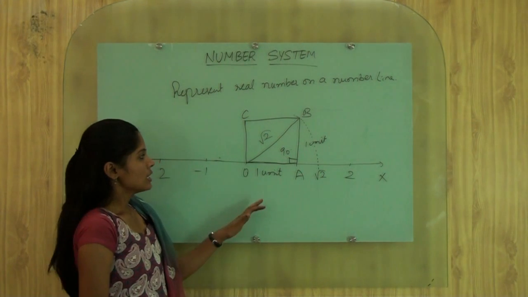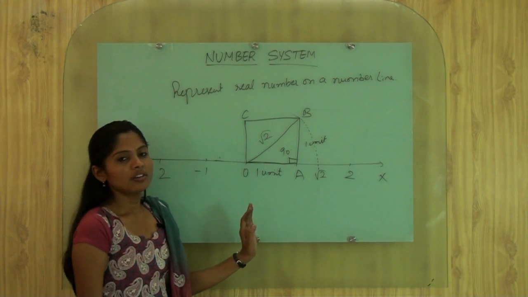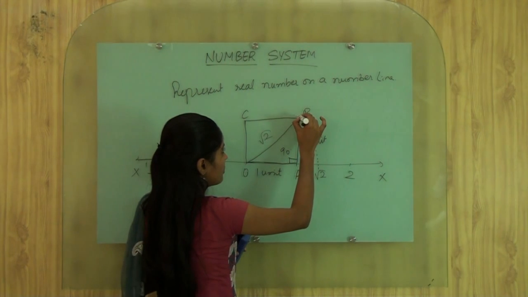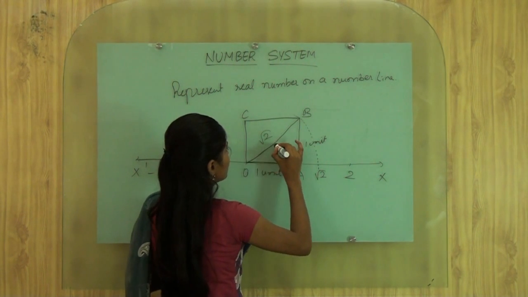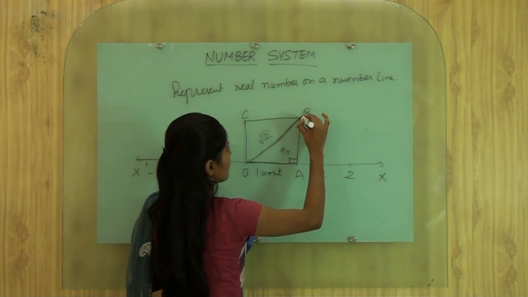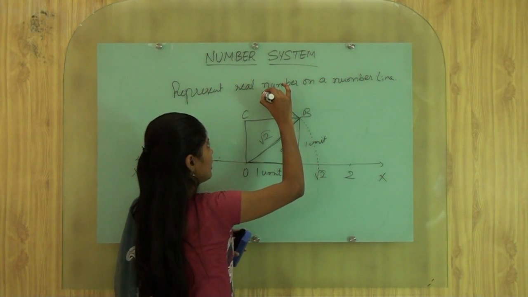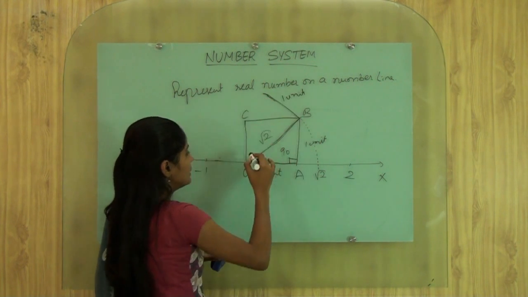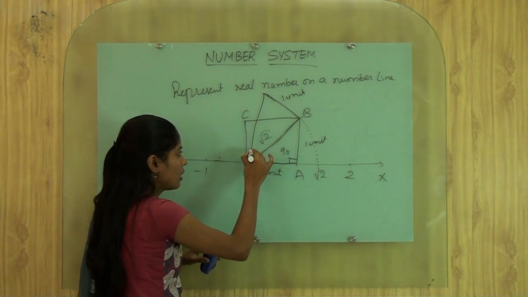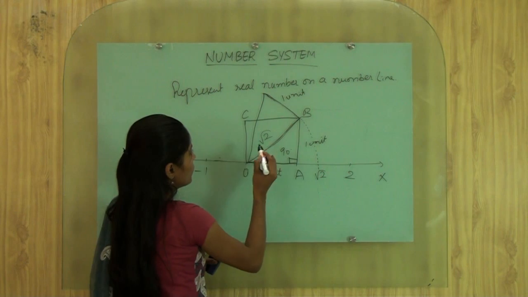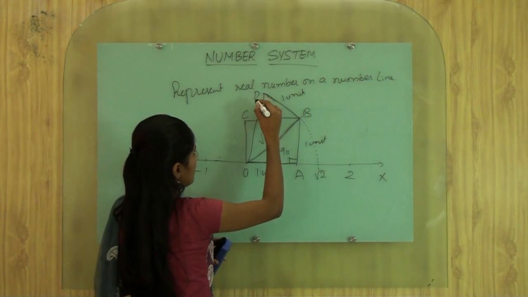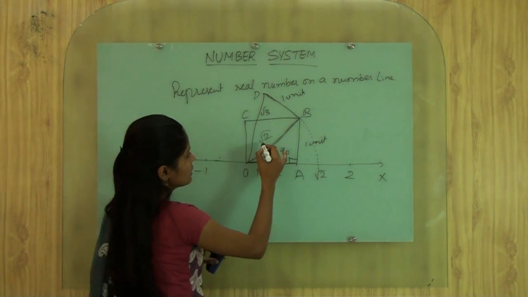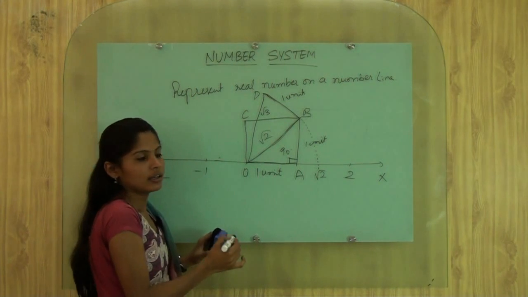How do you do it? Here you have found it for root 2. Draw a perpendicular line to OB, a perpendicular line of 1 unit. Then join O, take that point as D. Join OD. Then this will be your root 3, because this is root 2 and this is 1 unit.